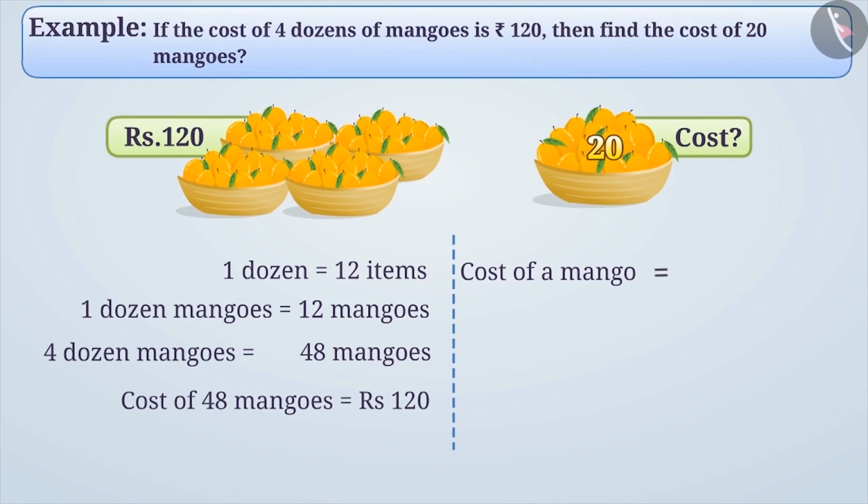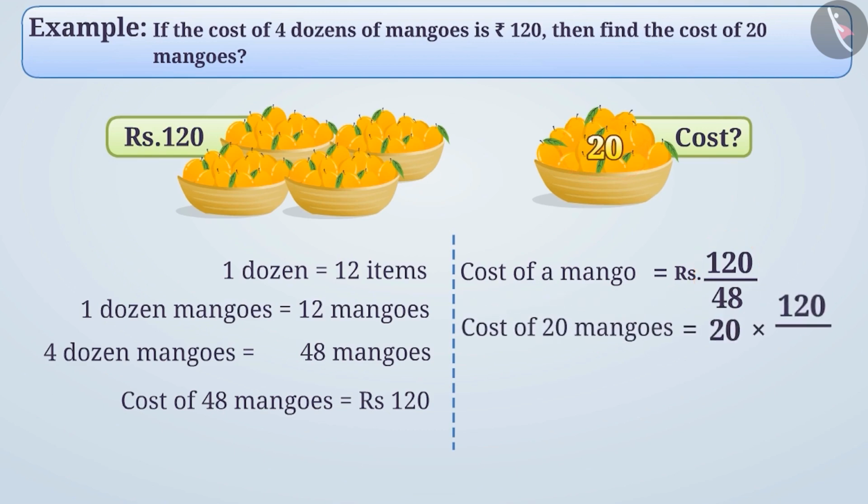Now, how do we find the cost of one mango? Think for a while. You've got it right. To find the cost of one mango, we have to divide rupees 120 by 48. Cost of one mango is equal to rupees 120 divided by 48. Since we need to find the cost price of 20 mangoes, we multiply 20 with the cost of one mango. Therefore, cost of 20 mangoes is equal to 20 into 120 by 48. By solving this, we get the cost price of 20 mangoes, that is rupees 50. In this way, we can solve such questions easily with the correct use of unitary method.